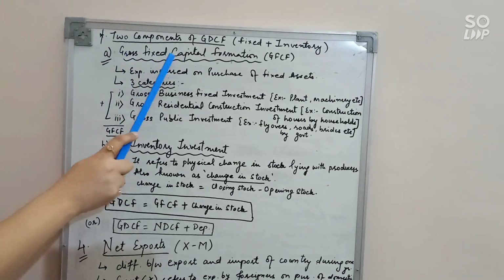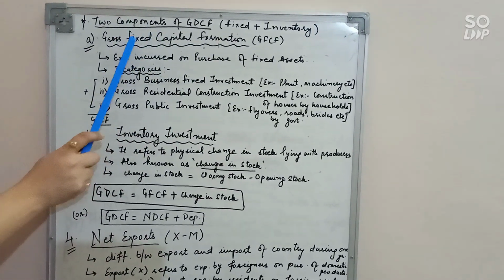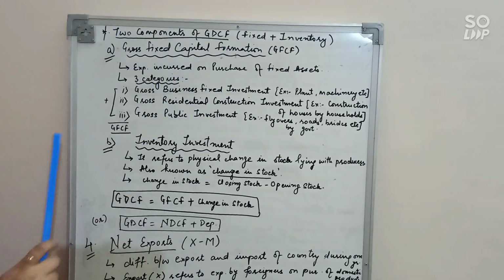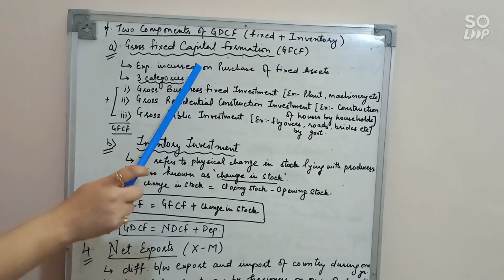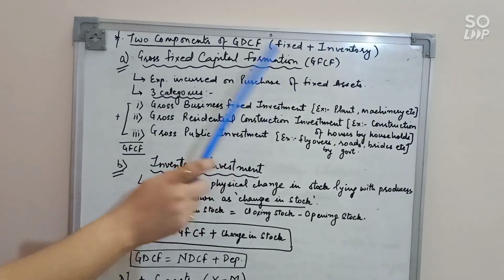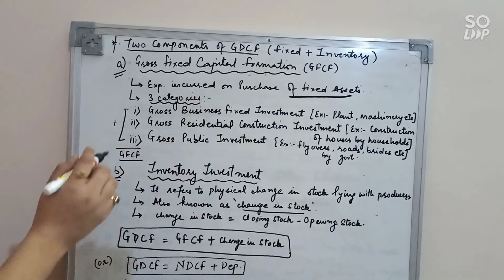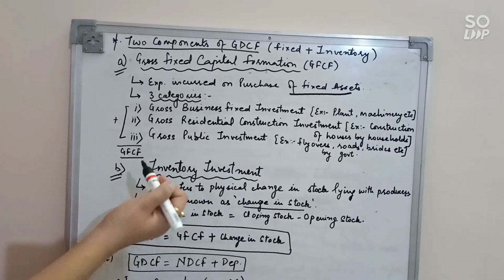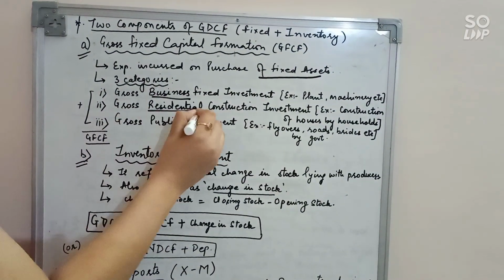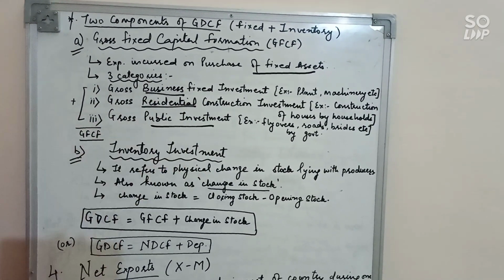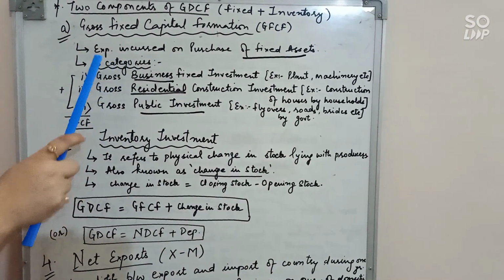One is gross fixed capital formation. So fixed capital formation means any expenditure incurred on the purchase of fixed assets. The expenditure on fixed assets is done by three sectors. One is the producer sector, second is the households, and third is the government. So this point is further divided into three categories.